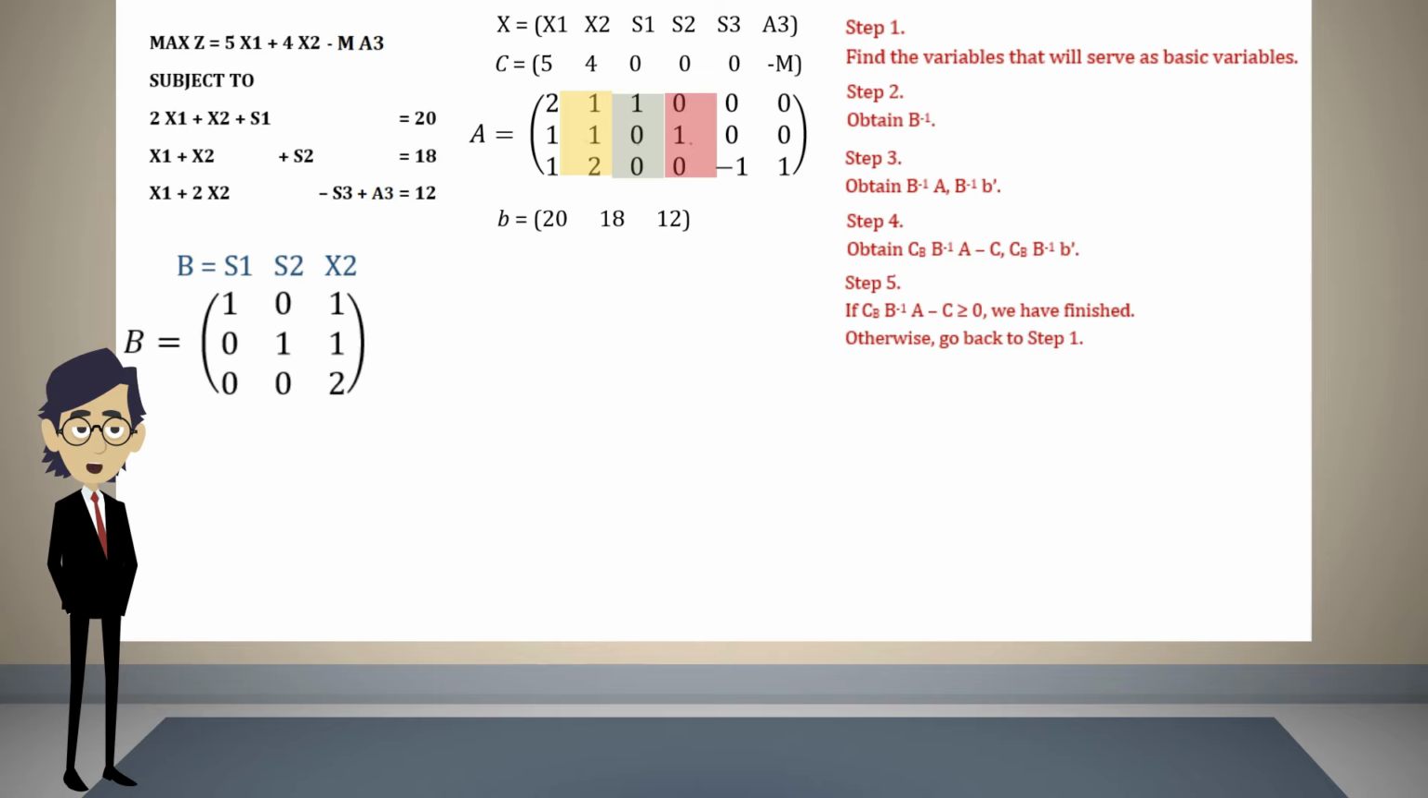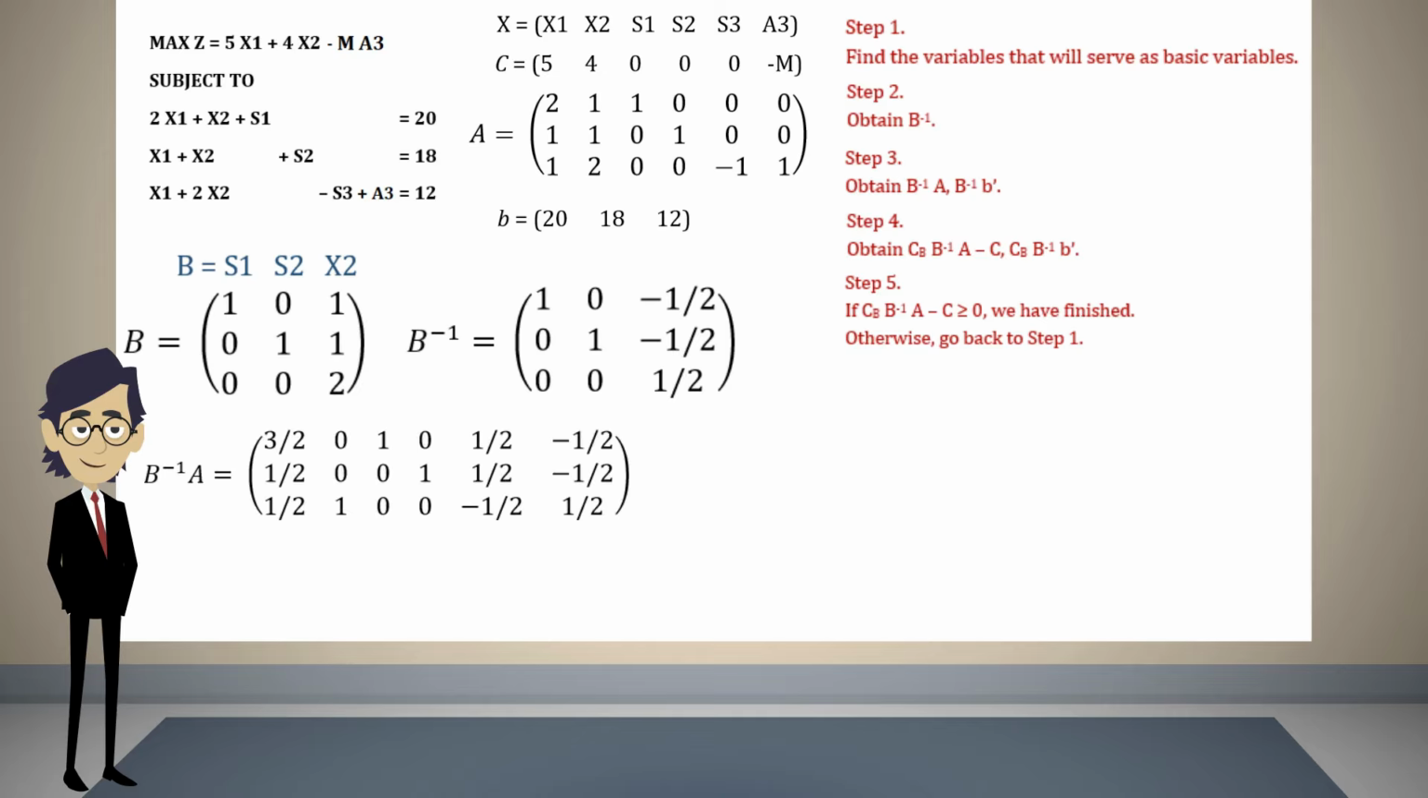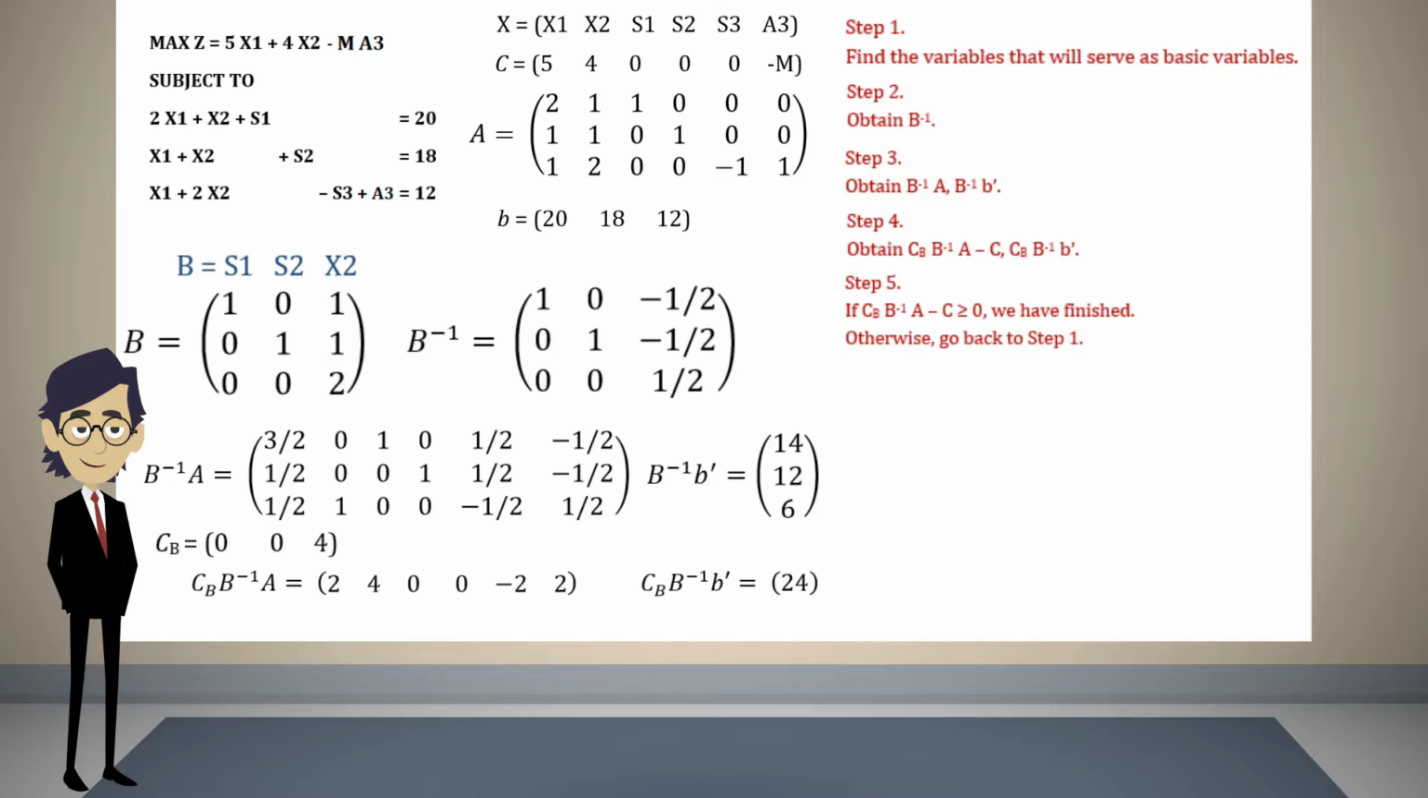The order of the columns is important. Now we obtain the inverse of this matrix and multiply B inverse times A and B inverse times B prime. We now obtain the vector of the cost coefficients of the basis, which is 0, 0, 4. Now, we multiply this vector by the two matrices obtained in the previous step. And from the first one, we subtract the C vector.